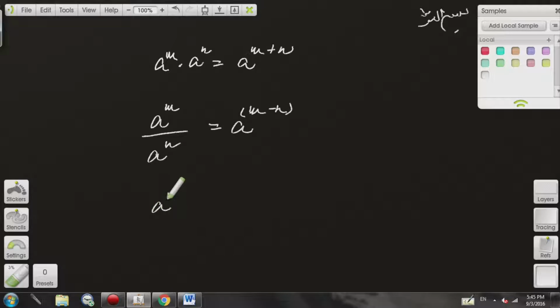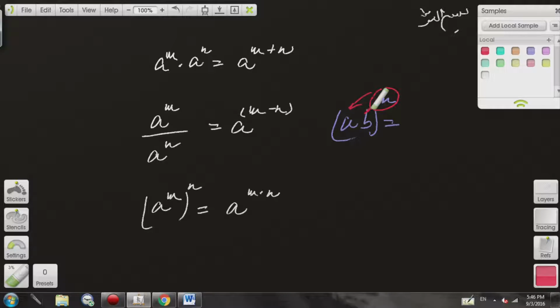If you have a to the m to the power n, that is a to the m times n. And if you have a times b to the m, you distribute the m to both. So that's a to the m times b to the m. And then a to the 0 is 1.